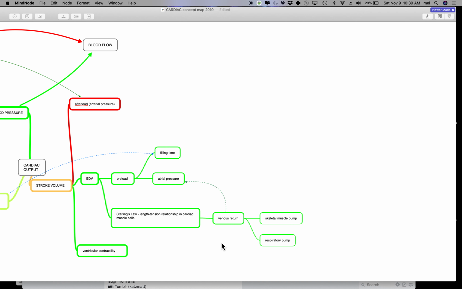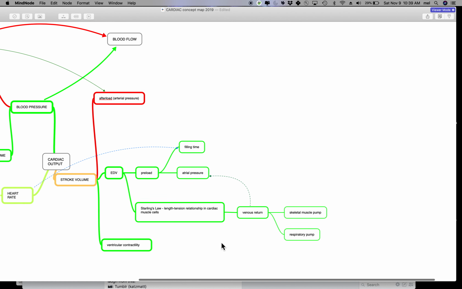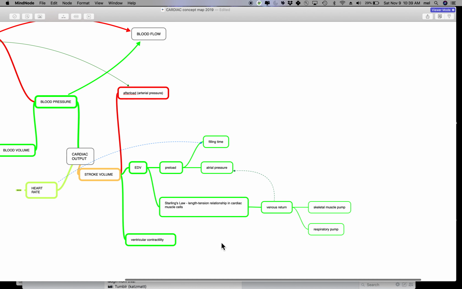So, and a lot of you guys got this question wrong, by the way, on the quiz, so go back and look at it. There is another thing that is related to stroke volume that is independent of these two, so listen carefully to this.